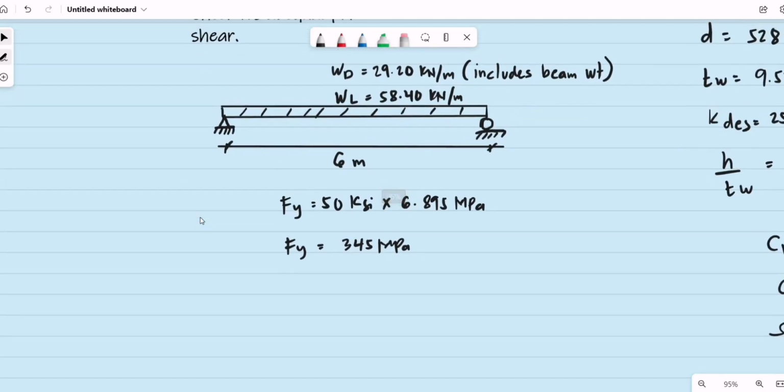So we are to compare this value to the ultimate shear in our beam. So we are to compute for that value. Let us first compute for the ultimate uniform load. So for our load combination, the W sub U or omega sub U is equal to 1.2 of the uniform dead load plus the 1.6 of the uniform live load.